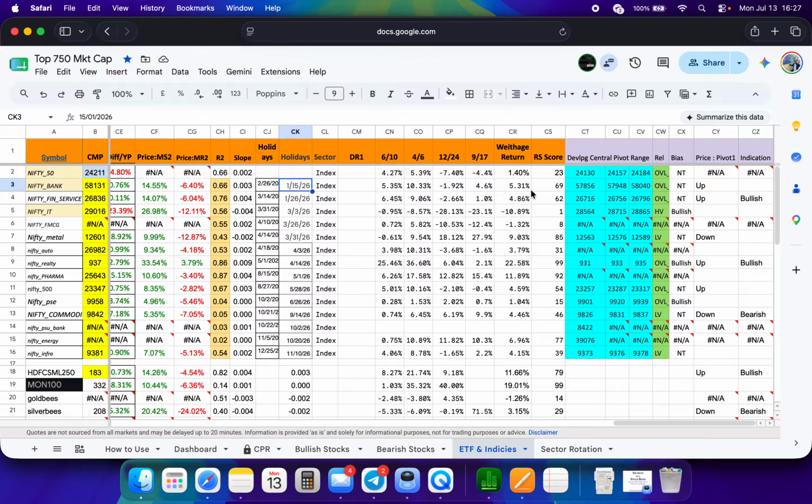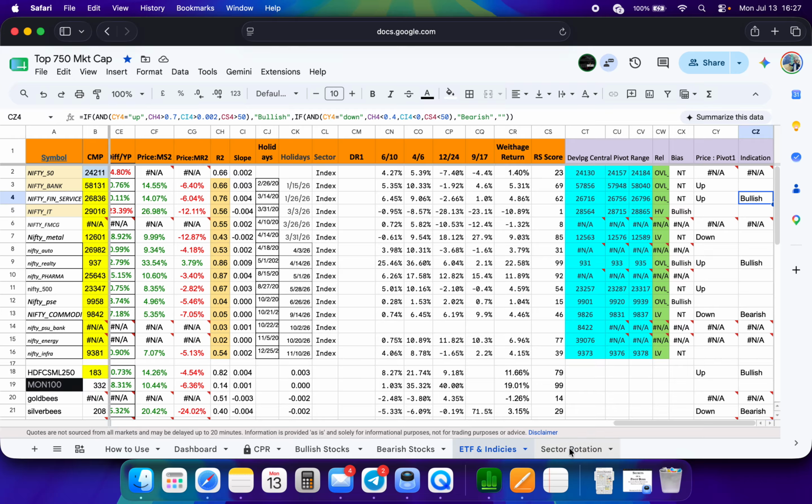And here you get how the pivot placement is and what the indication is. Like you see, for financial services, it is showing bullish. But since you are seeing NA, the data is being updated. As you know, I have written somewhere in the dashboard that there is a delay of 15 minutes.